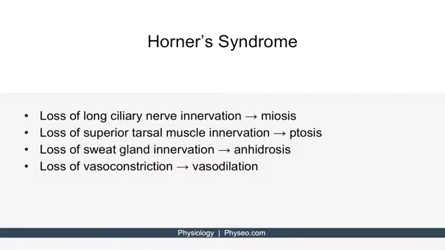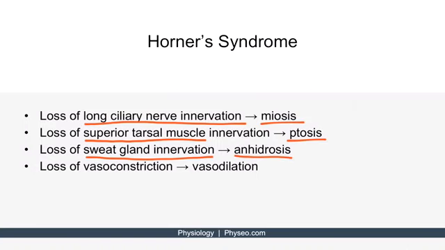So let's talk a little bit more about Horner syndrome. So if you have loss of the long ciliary nerve innervation, you're no longer going to get mydriasis, or activation of the pupillary dilator muscle, so you're going to get meiosis. If you lose innervation to the superior tarsal muscle, then you're no longer going to have lid retraction, so you're going to get ptosis. And if you lose sweat gland innervation, you're no longer going to be able to sweat with the face and forehead, so you're going to get anhidrosis.